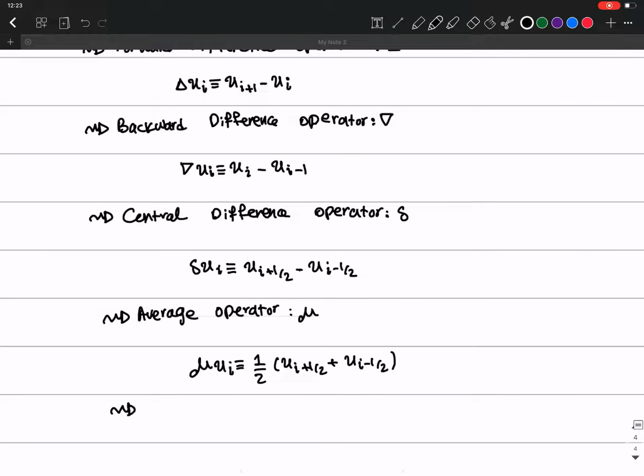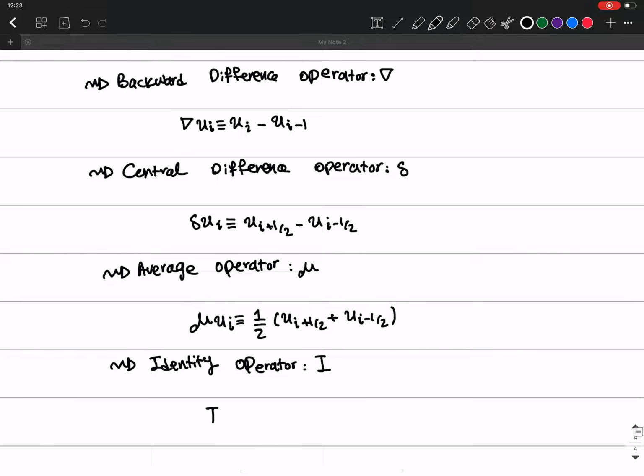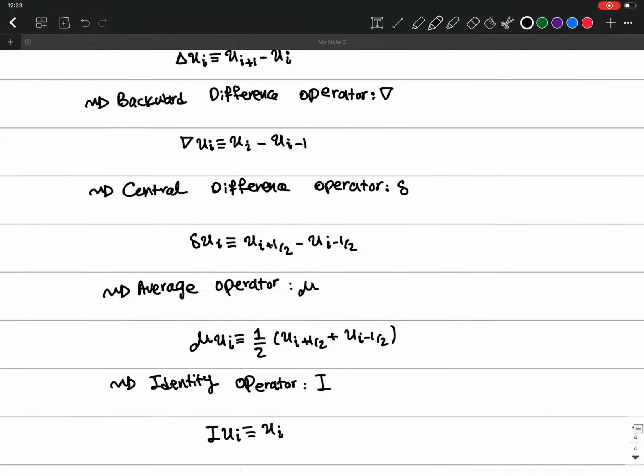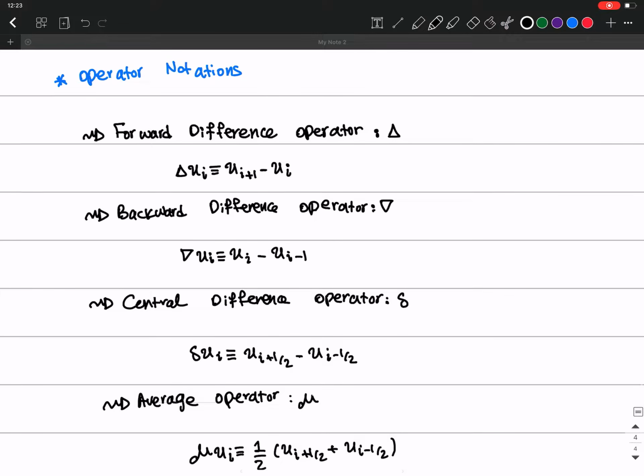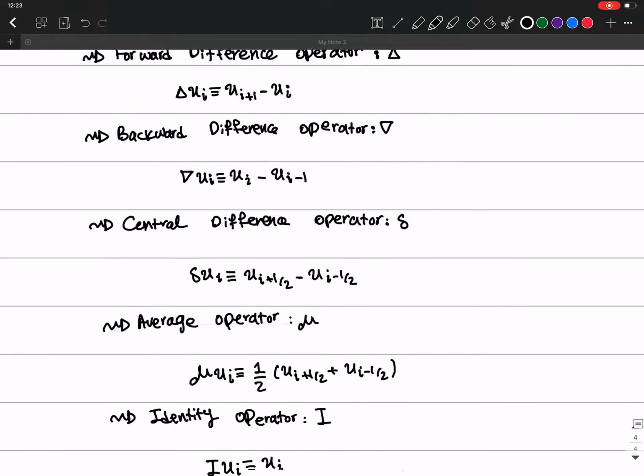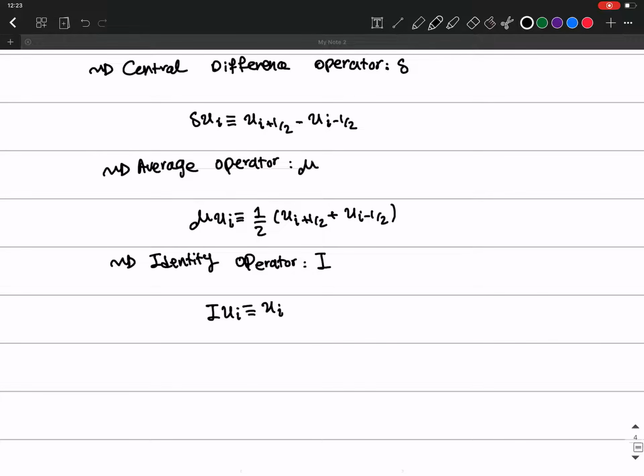And finally, we have the identity operator, which we show as I, and as its name indicates, it just returns ui. It doesn't do anything. It's an identity operator. So these are some famous operators and notations that we use in this finite difference scheme.